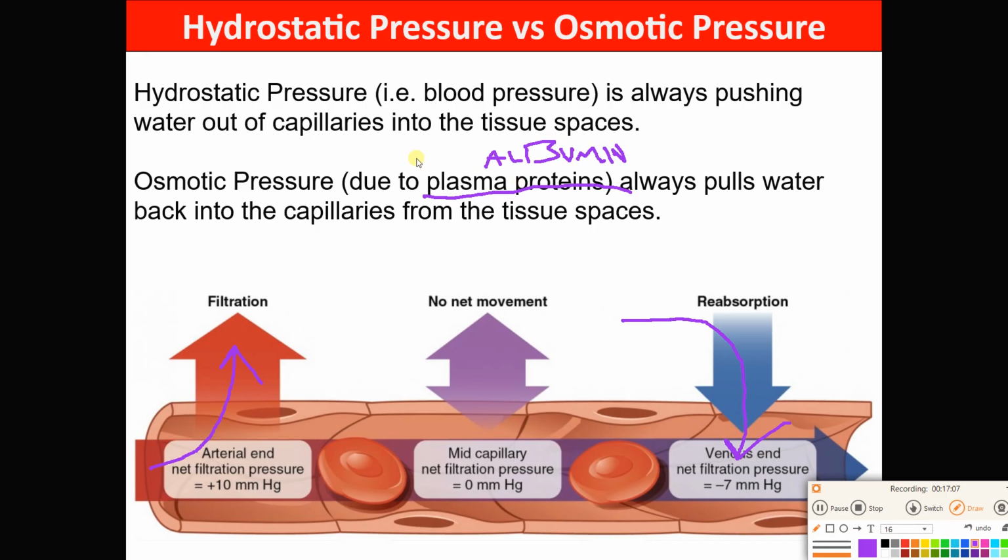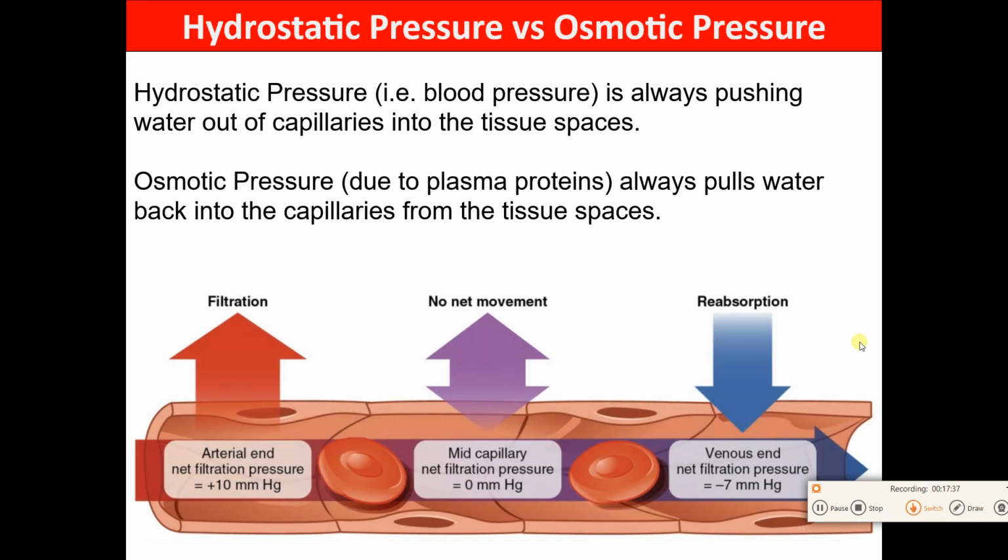If someone has high blood pressure, they're going to do more filtration. They're going to lose more water. So this can lead to swollen fingers, swollen feet. If someone has not enough albumin, they can also get swollen feet because water's being pushed out, but then it's not being pulled back in. Okay. That was the first complicated thing we did today. Hopefully you're doing okay with that.